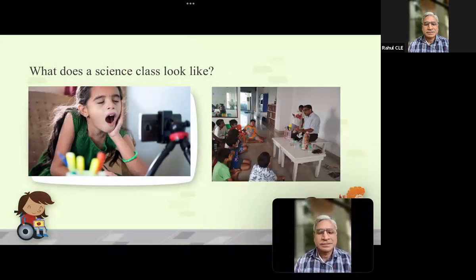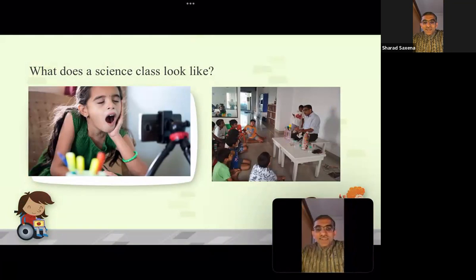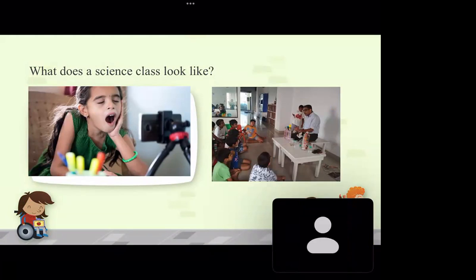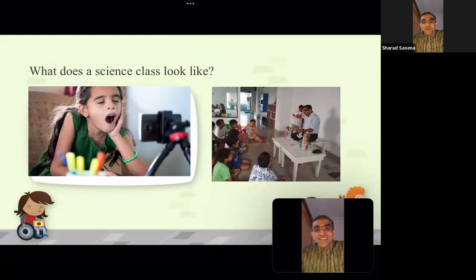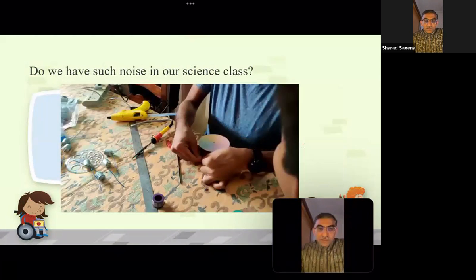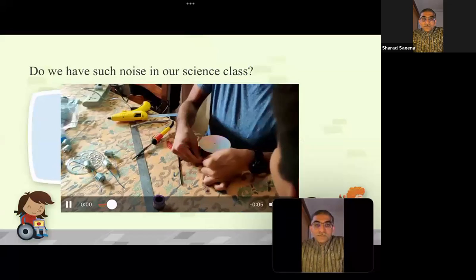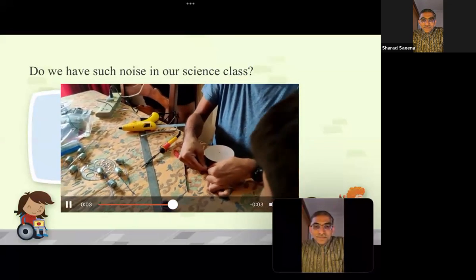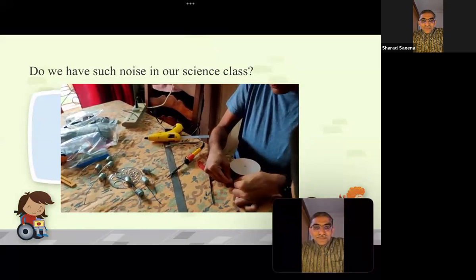Yeah, definitely. So this is what the pandemic has done on the left-hand side. This is how the students mostly look like, unlike on the right-hand side, where they are attentively listening and focusing as well. Does our class look something like this? Do we have such noise in our science classroom? Do the children shout like this, overjoyed with what they see?